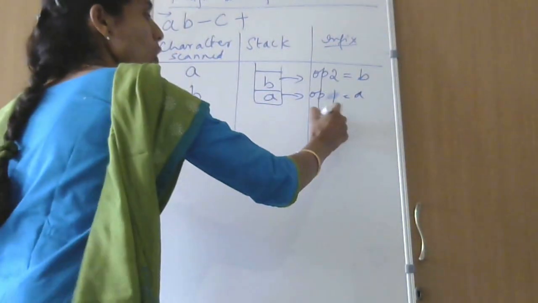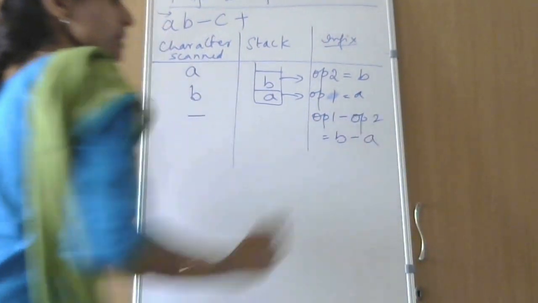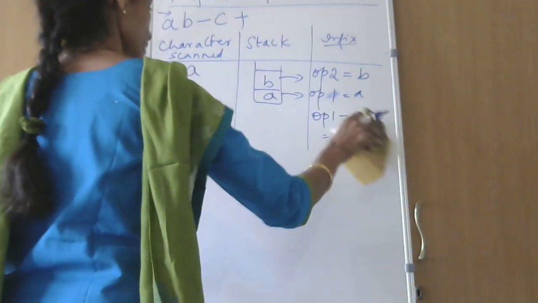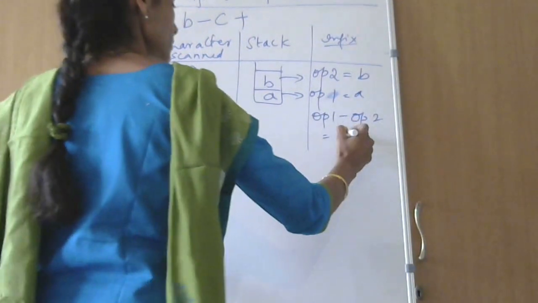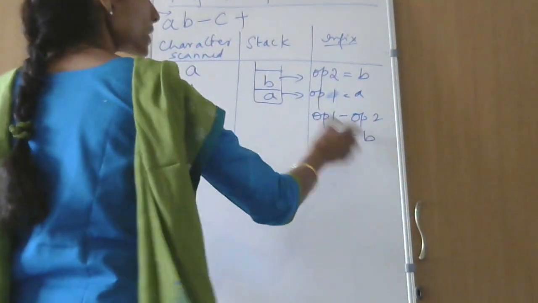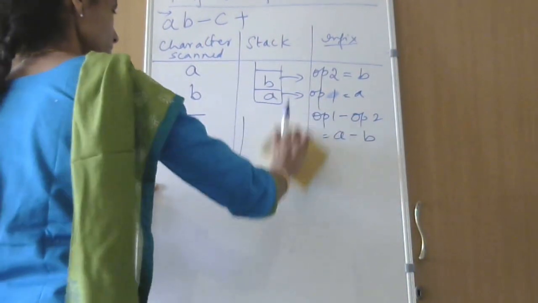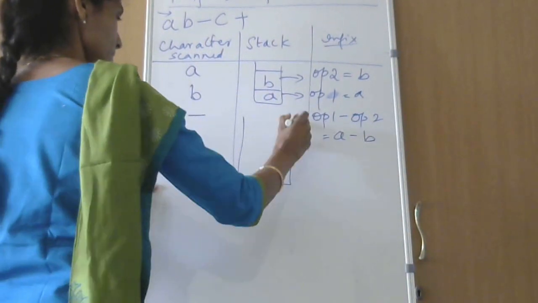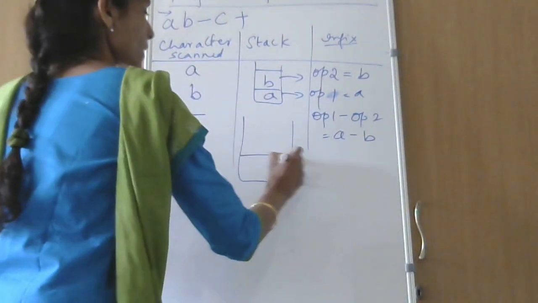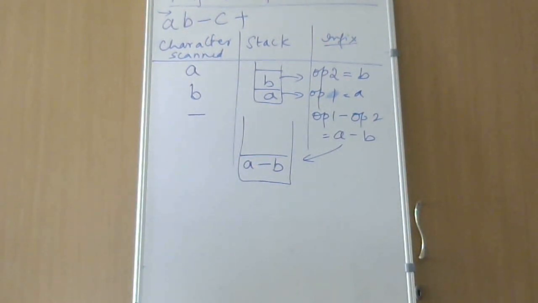Now I will perform the operation operand 1 minus operand 2. Oh, sorry, it is operand 1 minus operand 2, right? So I will be performing A minus B. This is the result of applying minus on A and B. What is the content of my stack? Now these two I have popped out, so my stack is currently empty. I push this result onto the stack. So my stack will now contain A minus B.